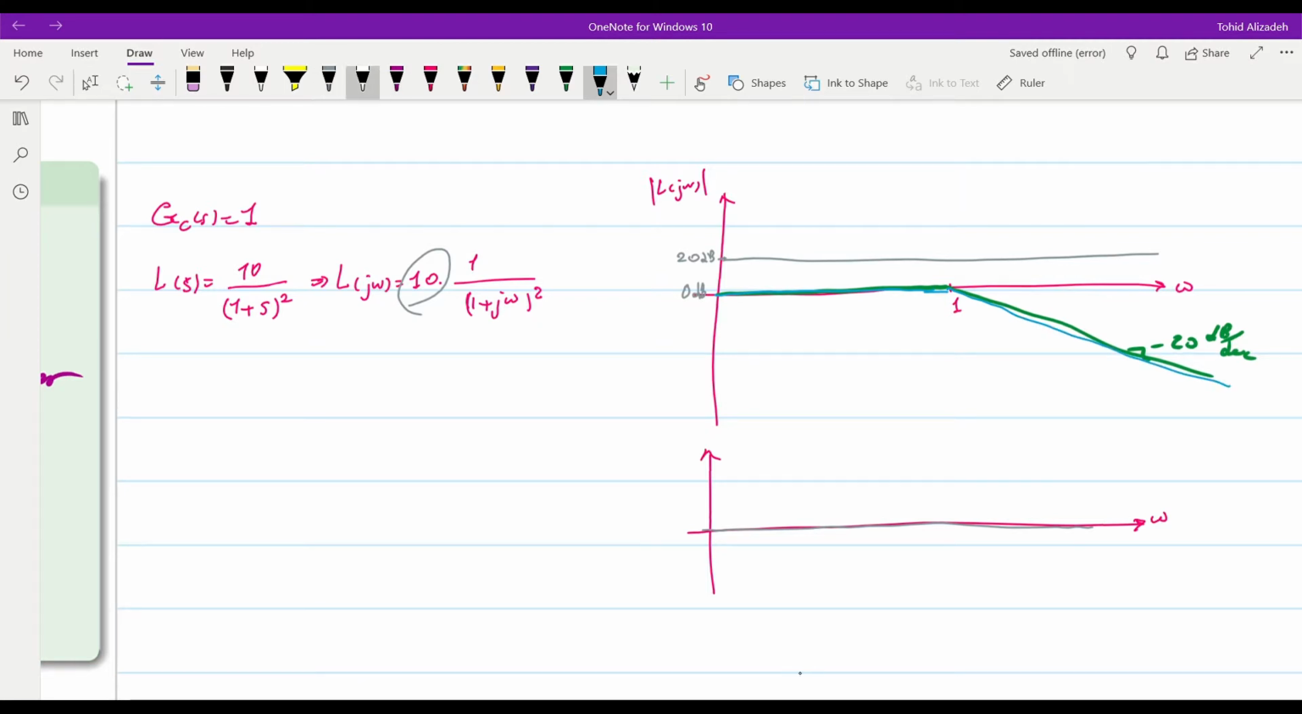Therefore, in total, we can say that the amplitude plot for L(jω) will be equal to 20 dB until omega equal to 1. And after that, we will have minus 40 dB per decade as the slope. So in 1 decade, we will have 40 decibels of change. So here we will have minus 20, and it will continue like that.